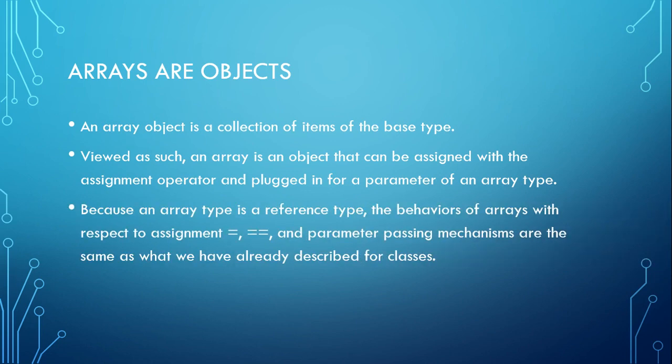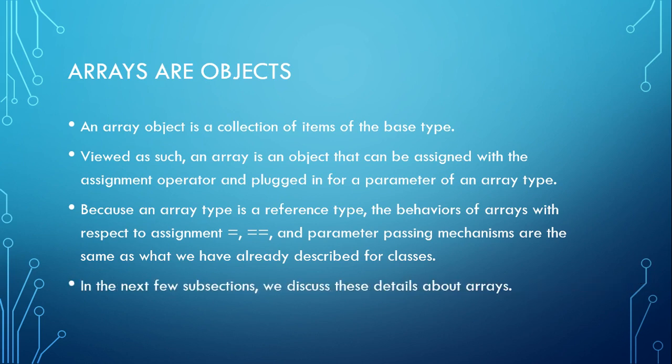Now, because an array is a reference type, the behaviors of arrays with respect to equals or equals equals and parameter passing mechanisms are all the same as what we've already described for classes. One of the big things is that, remember, equals equals is going to test the memory location. It's going to test the reference. It's not going to test to see if two objects actually contain the same values. If we talk about classes, remember we had to use dot equals in order to test whether the class objects were the same. Similar things are going to happen here with arrays. In the next few subsections, we're actually going to discuss the details about how you would do these different actions inside of arrays.